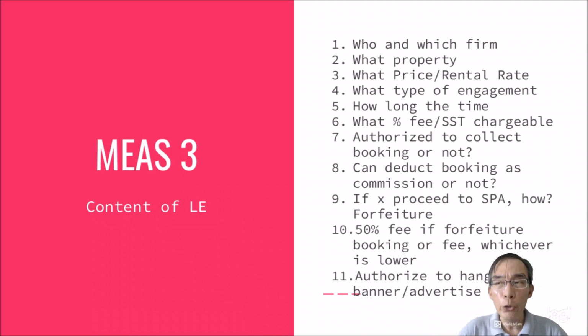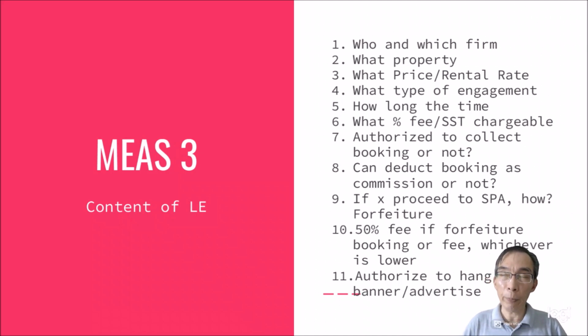And when there is an issue, like when both parties or one side of the party abort the process of agreed sale, then what happens to the booking deposit or the deposit that is collected? This means before the SPA is signed, if there is any fallout, what will happen? And there is a high chance that the booking deposit will be forfeited.